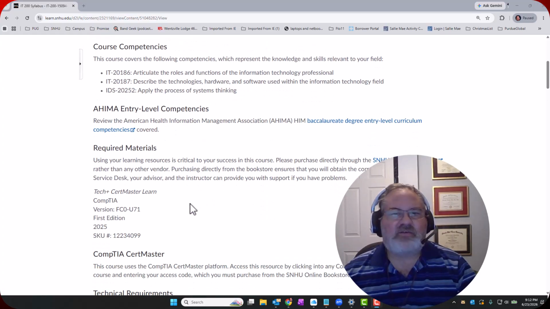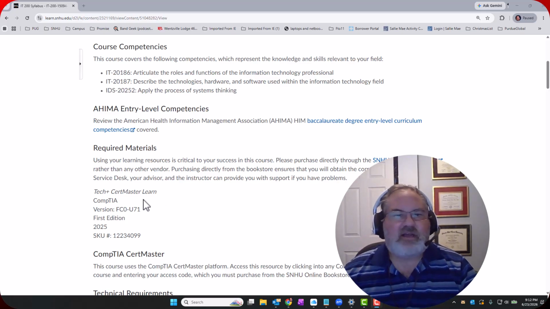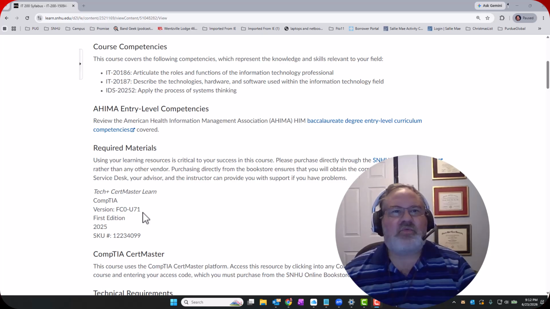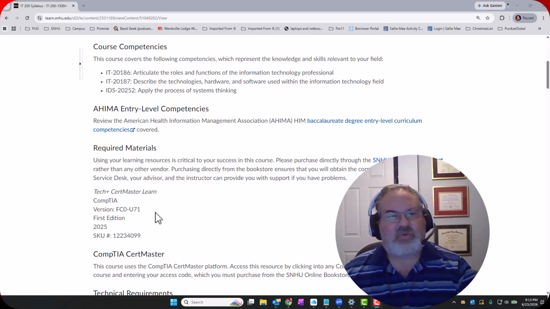The required materials we're going to be using are available from the SNHU online bookstore. You want to get them there. You want to get the Tech Plus CertMaster Learn from CompTIA. There's the SKU number that you're going to be using. You want to make sure you get it through the bookstore because that'll make sure that you get into the right course and linked to the right course in my section, so that I'll be able to see your grades and they will come over into the proper grade book.